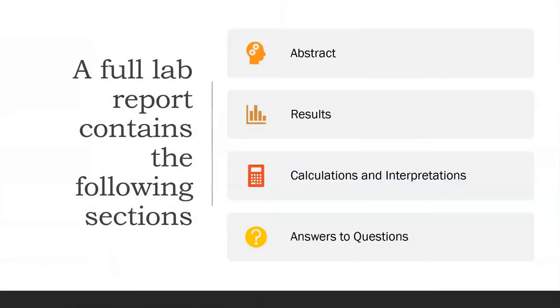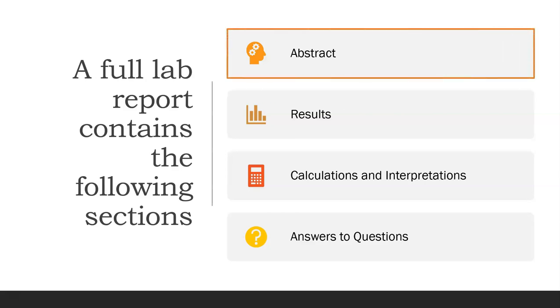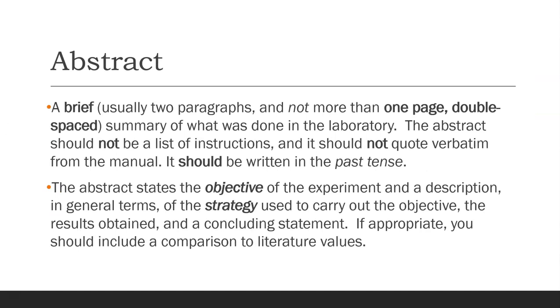So a full lab report contains these sections. So there will be an abstract, a results section, calculations and interpretations, and answers to questions. So let's first talk about an abstract. What's an abstract? What does the word abstract mean to a scientist? Well, an abstract is a brief, usually 2 paragraphs, but in this class you shouldn't write more than 1 page double-spaced. It's a summary of what you did in the laboratory.